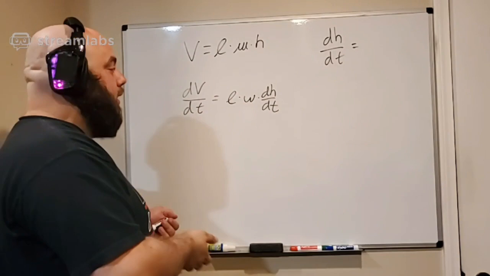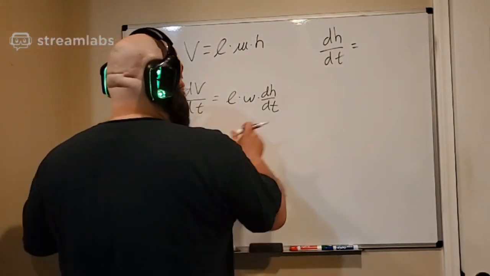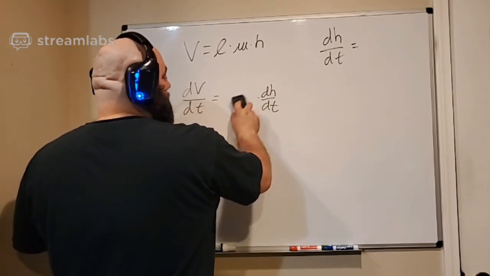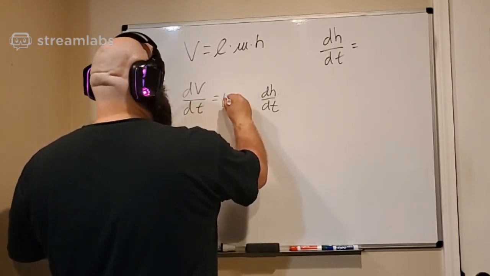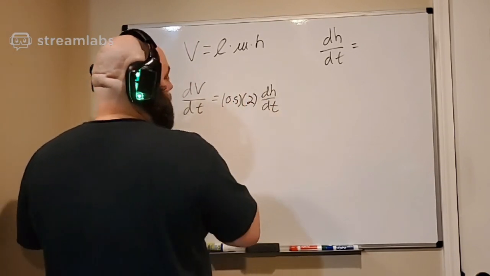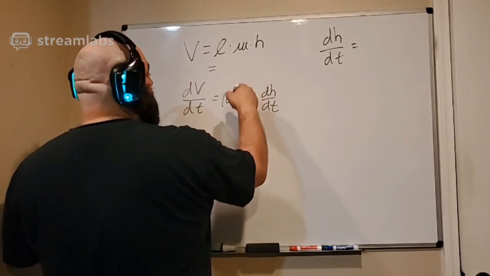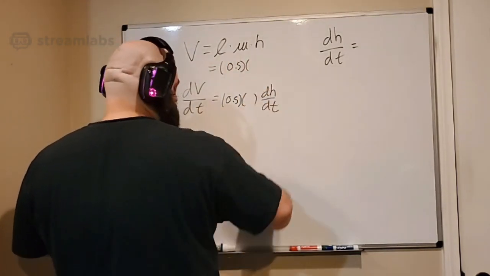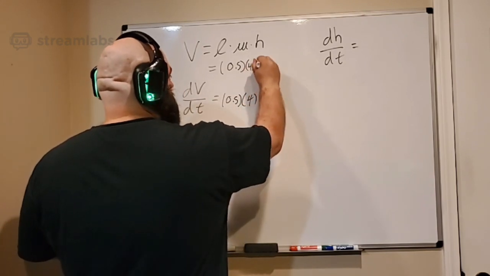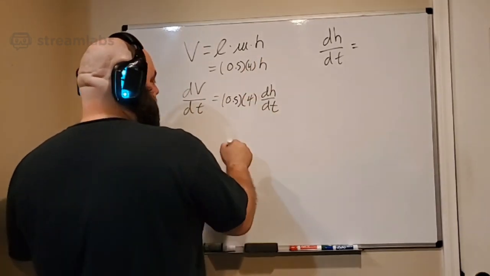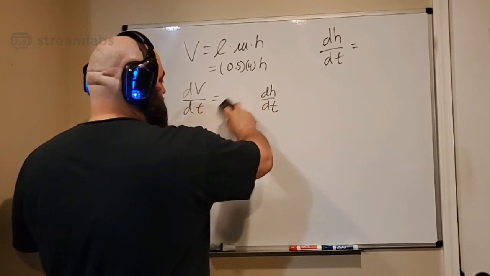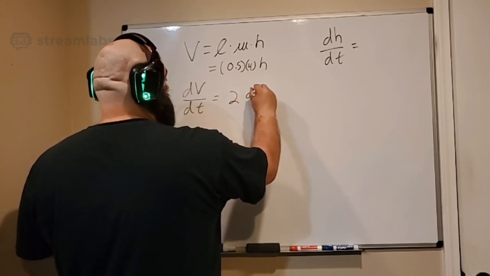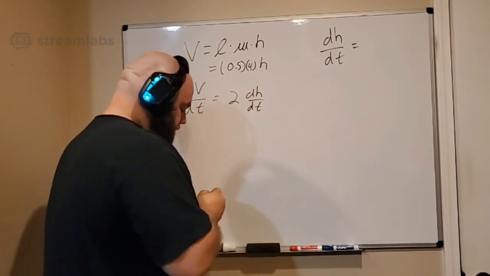So if you wanted, instead of doing L and W, you can change those to 0.5 and 4. And that would be perfectly fine to do up here, 0.5 and 4, H. And then when you take the derivative, obviously it's going to be easy. I'm going to switch that to 2, because that's bothering me. So 2 dH/dt. And then you fill in your dV/dt and solve for dH/dt.